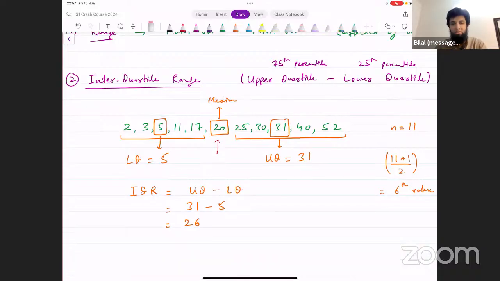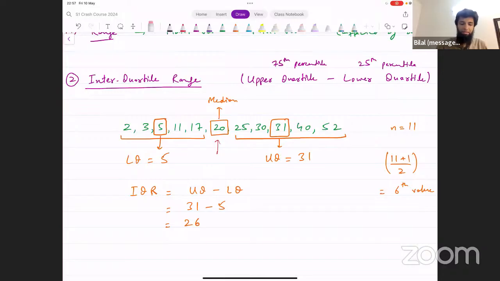Find the median that divides your data into two parts. Find the median of the left side, find the median of the right side. They are going to be your lower quartile and upper quartile. Okay? You cannot use formulas here. They do not work for ungrouped data.